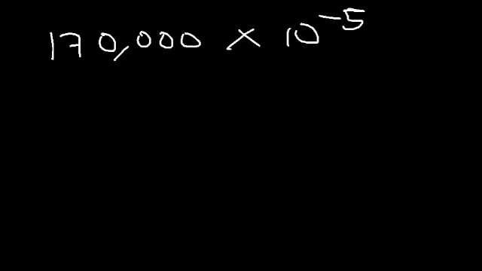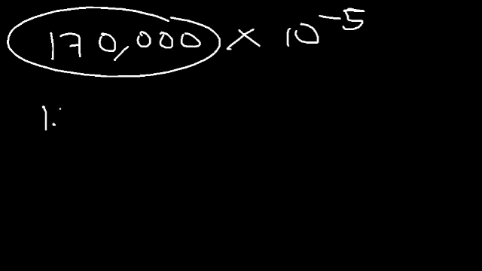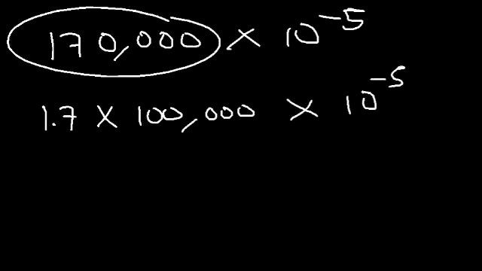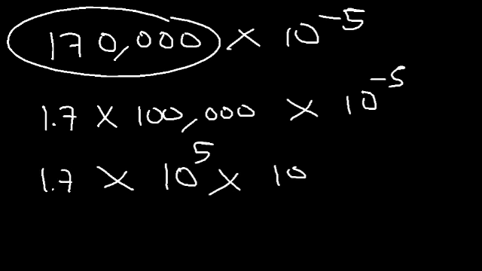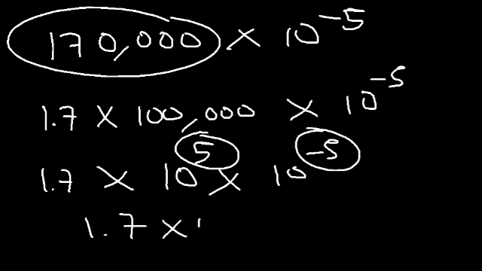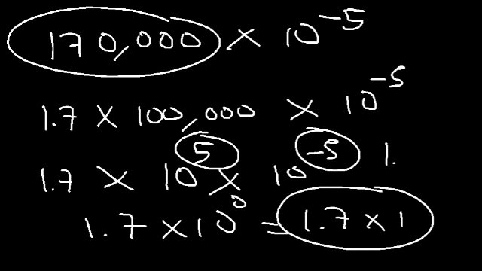Another way you can see it is you need to realize that 170,000 is 1.7 times 100,000. And because 100,000 contains 5 zeros, 100,000 is 10 to the 5th. And 5 plus negative 5 is 0. So you get 10 to the 0, which is 1. And so the answer is 1.7 kilometers.